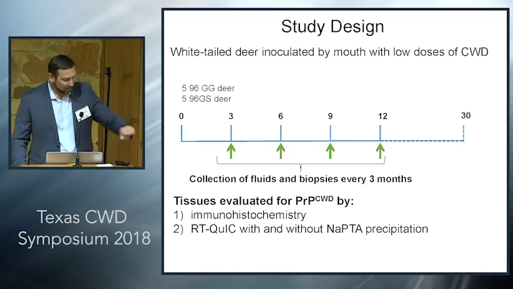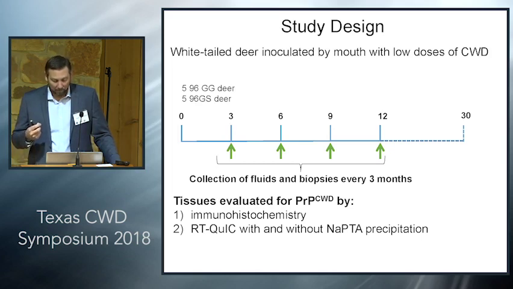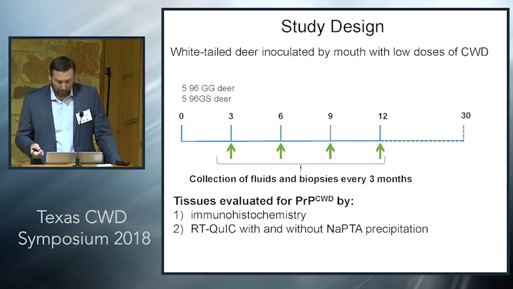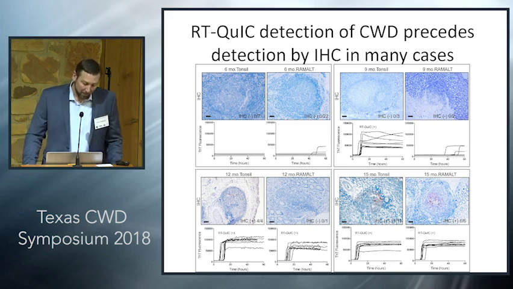So another study I'd like to quickly tell you about is a serial sampling that we did at CSU with GG and GS animals, and these were inoculated with a very low dose of CWD, and they were monitored every 3 months by tonsil and rectal biopsy, and those biopsies were tested by IHC and RT-QuIC by 2 different methods. And so this is a summary of one of the animals, the data that we collected.